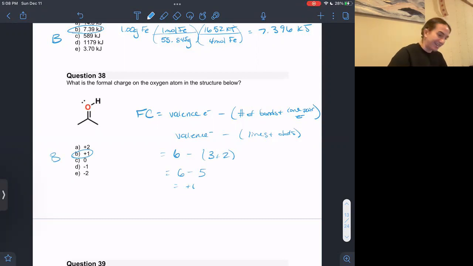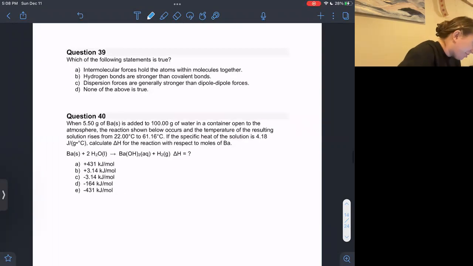Okay, two more, everyone. All right, for number 39, which of the following statements is true? So again, similar to the one we just solved earlier, intermolecular forces hold the atoms within molecules together. Within molecules. I think this is false. I believe that's intra. Intramolecular forces hold the atoms within the molecules together. Inter, as you think about international, you're going between nations. So intra would be within your nation. So I think this is false.